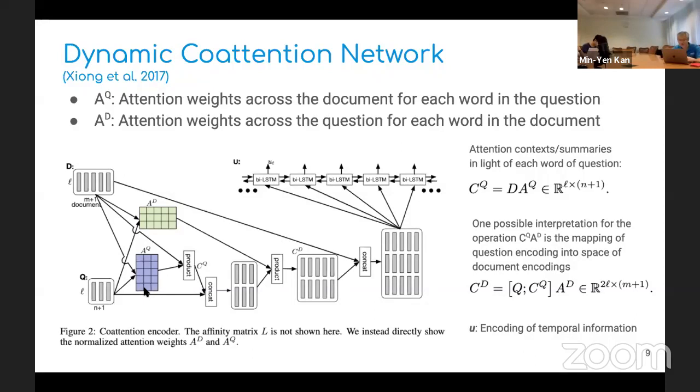For AQ, they say it is row normalized, so it is row summing to one. Then it's dialogue tokens attending to questions. For example, the first row says the first token in dialogue is attending to all the other words in the question. So it keeps attending.